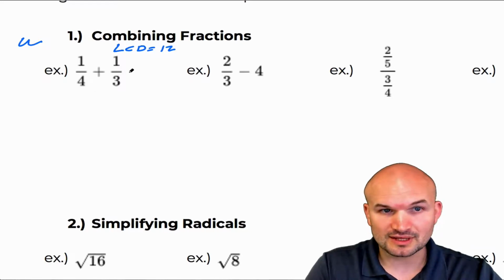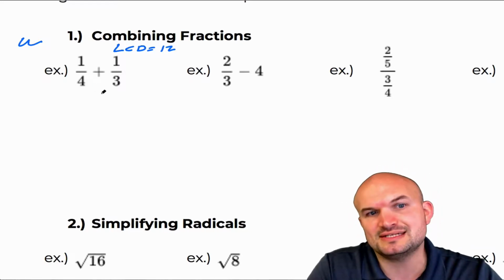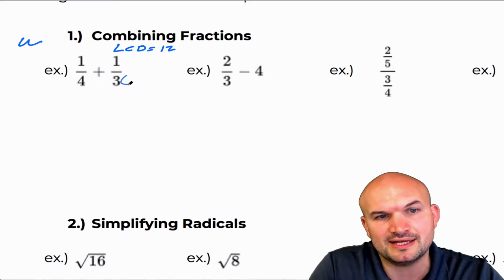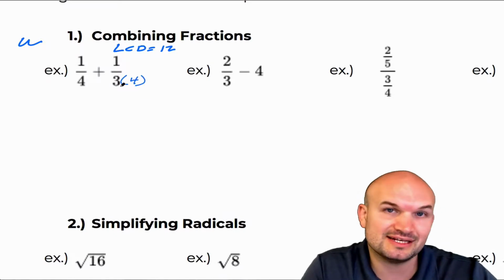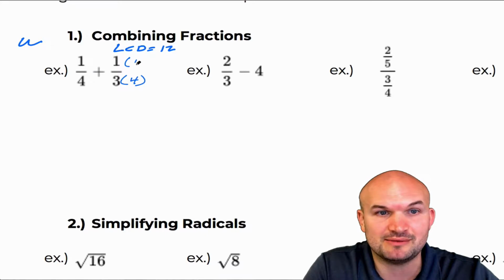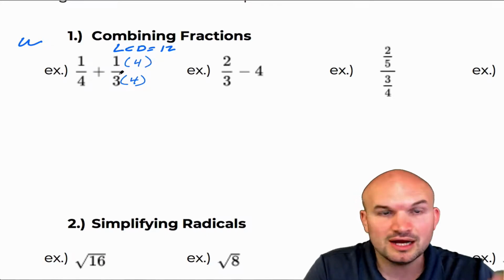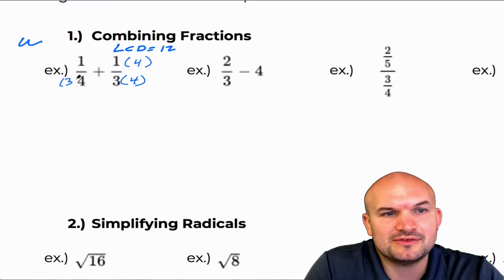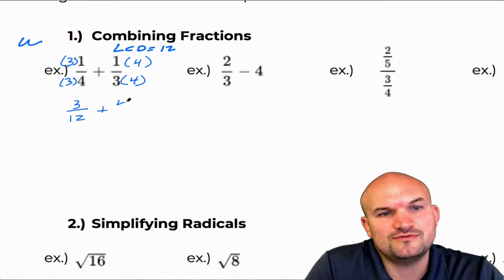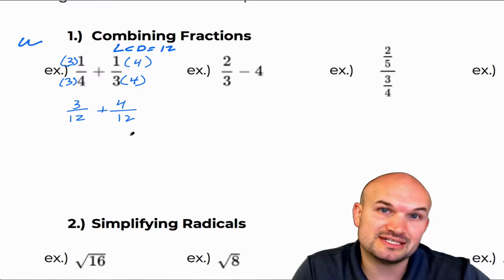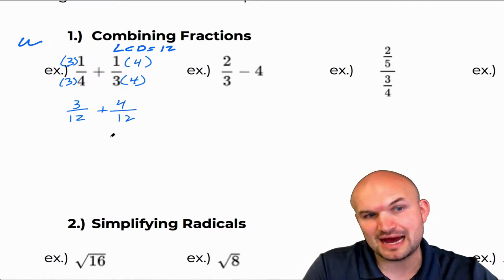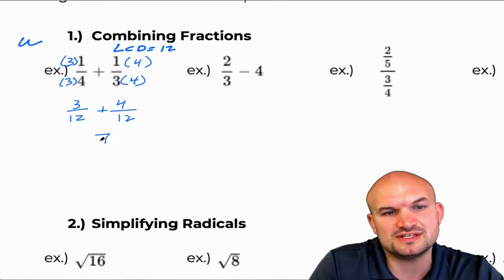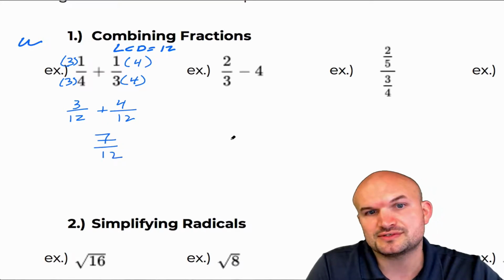So therefore, I need to get both of these denominators to be 12. So I'm going to multiply here by 4. Now again, to keep what we call an equivalent fraction, you've got to make sure you multiply the top and the bottom by 4. Otherwise, you're changing the value of the fraction. And on the left side, I'm going to multiply by 3/3. By doing that, what I obtain is 3/12 plus 4/12. Now we can add them because they have common denominators. So 3/12 plus 4/12 is just going to be 7/12.